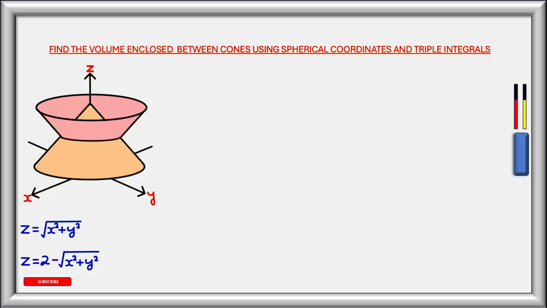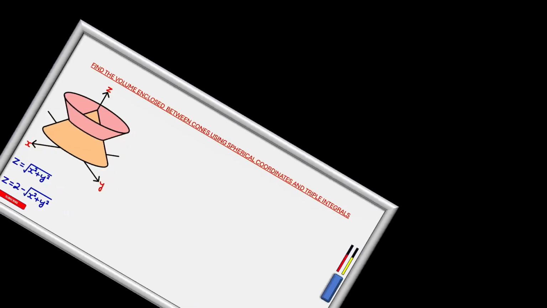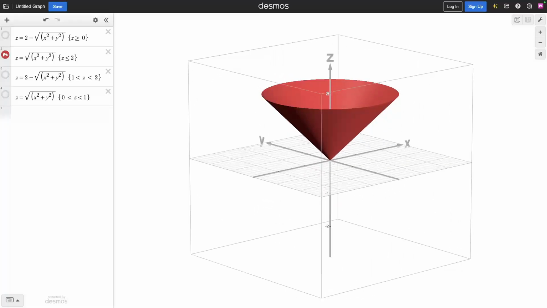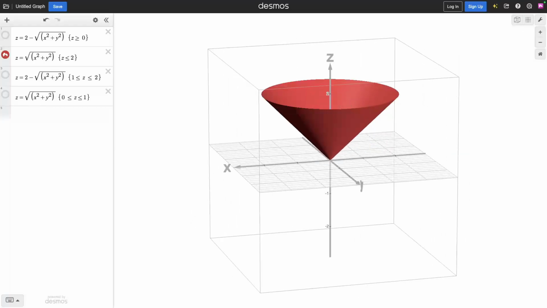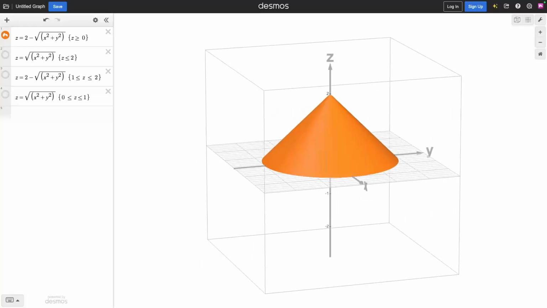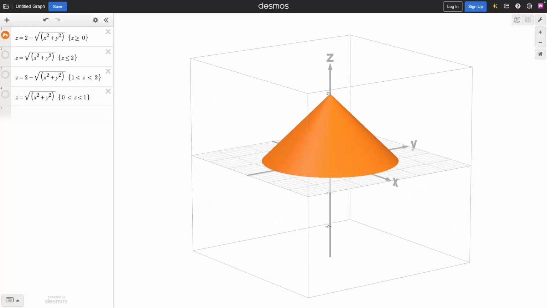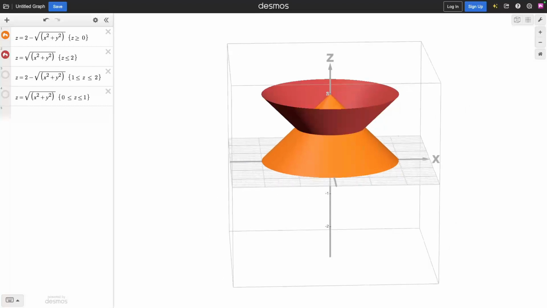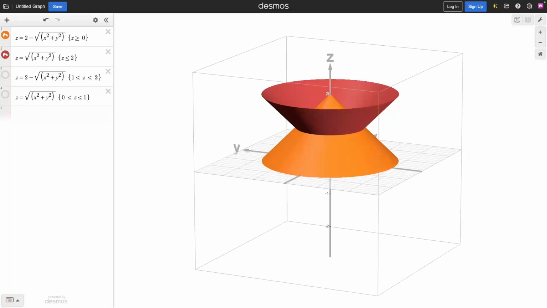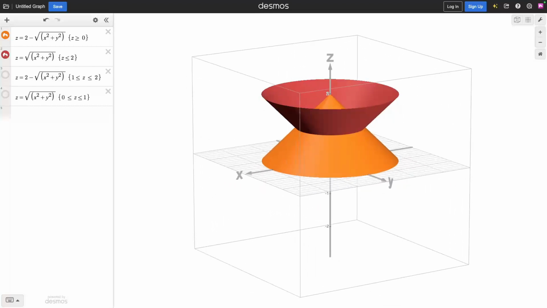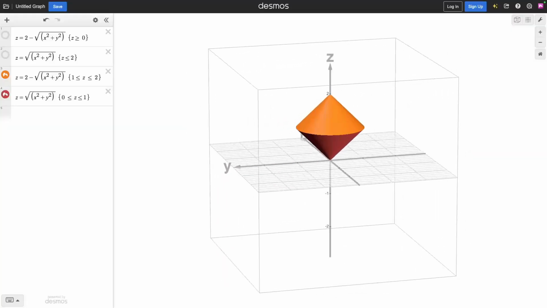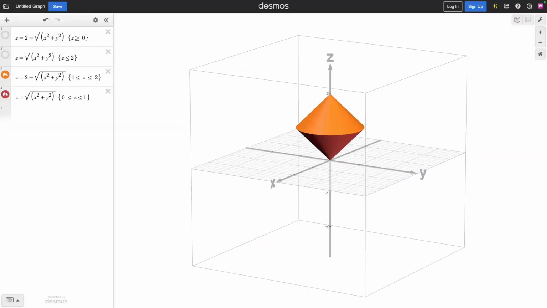Let's take a look at the cones in 3D form using a graphing tool. And so this is the red cone in isolation. As you can see, its apex is on the xy plane. And this is the orange cone in isolation. As you can see, it's bounded by the xy plane, where z is equal to 0. And if we put the two cones together, we get this kind of structure. And we want to find the volume enclosed between the two cones. And if I limit the structure where the two intersect, we get this. And we want to find the volume within.